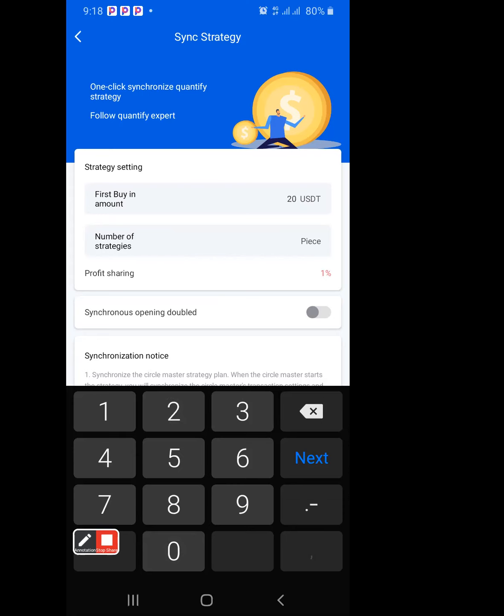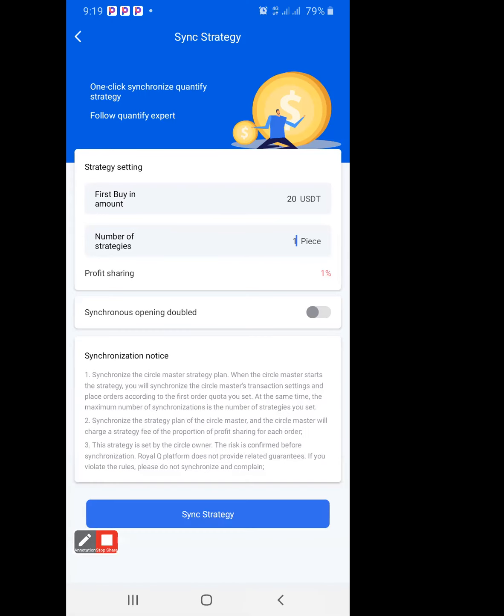Then number of strategies is asking you how many coins do you want to trade. So it means either you want to put 1 piece or 2 pieces. It means 1 coin or 2 coins. So most times, if you don't have more than $120, just put 1 coin, 1 piece. Then for the profit sharing, JD Winner charges 1% from your profits after it has given you profit. So for synchronous opening double, you leave it like that. Don't double it, because if you click it, every position will open twice. And I'm sure you don't want to do that because of your capital. So you leave it like that.